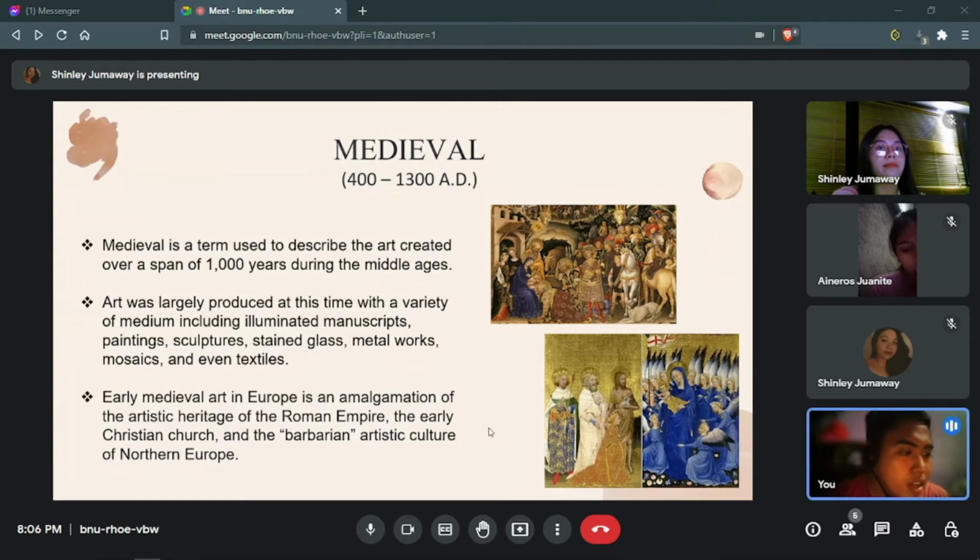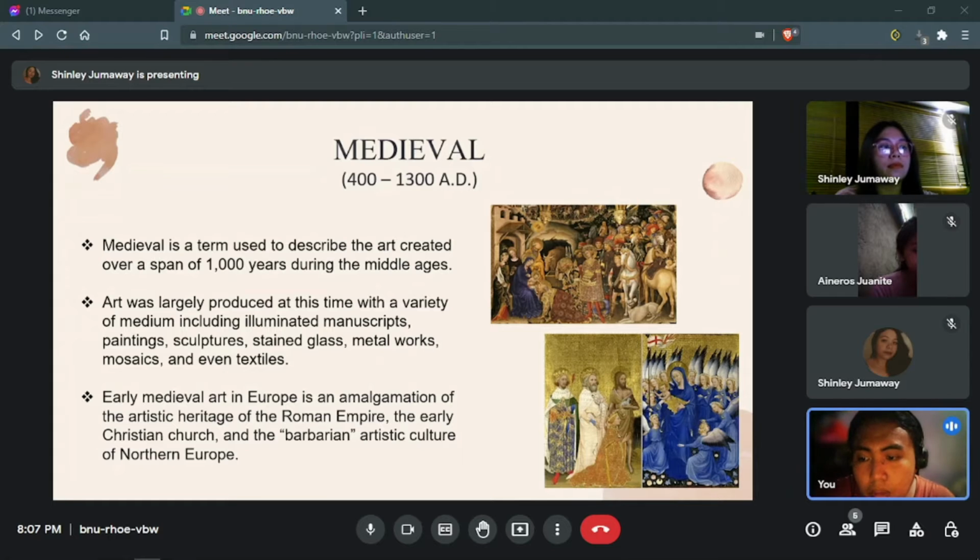Medieval, dating 400 to 1300 AD. So, medieval is a term used to describe the art created over a span of 1,000 years during the Middle Ages, during the Dark Ages. And also, art was largely produced at this time with a variety of mediums, including illuminated manuscripts, paintings, sculptures, stained glass, metalworks, mosaics, and even textiles.